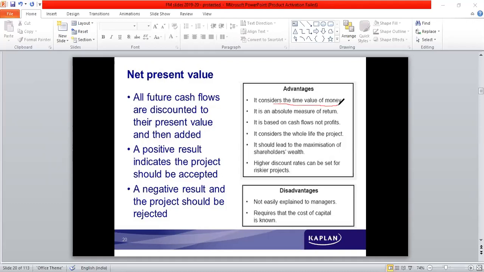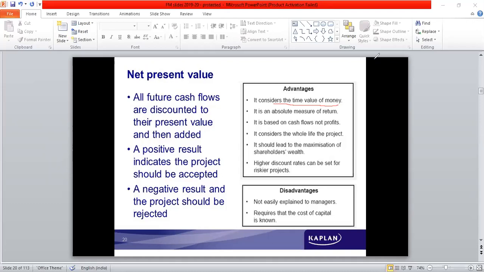It is an absolute measure. It is not converted into a percentage. It is based on cash flows, not profits. It considers the whole life of the project. Which technique is not considering the whole life? Payback period is not considering the whole life.